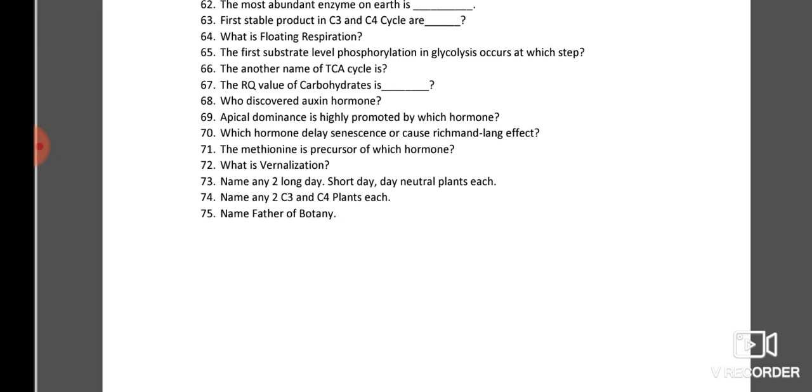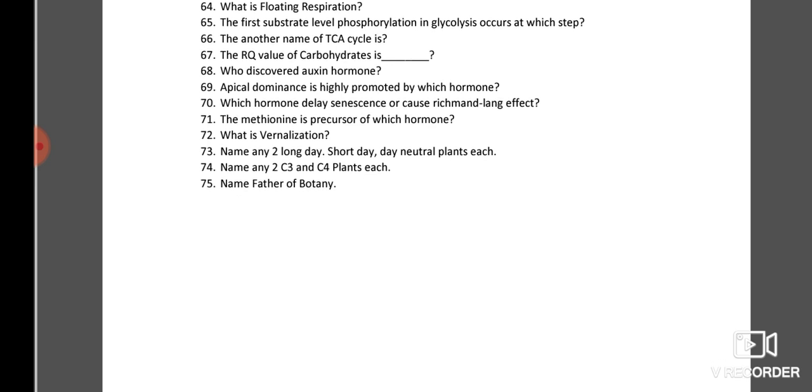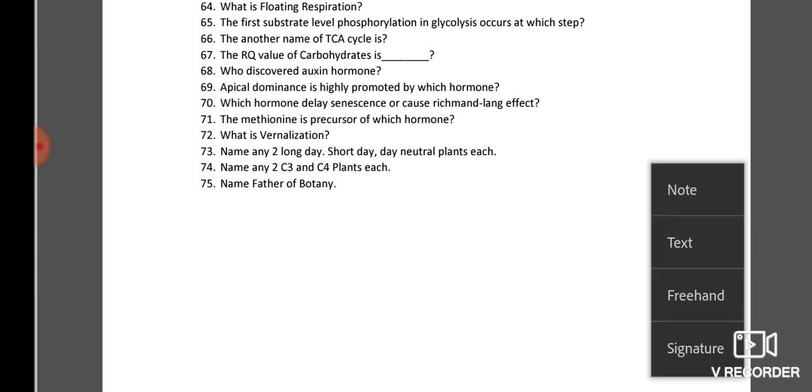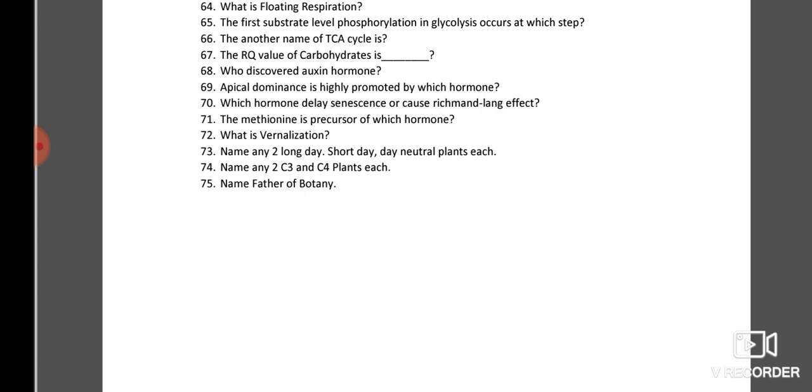Apical dominance is highly promoted by auxin itself, whereas lateral bud growth is promoted by cytokinin. The 17th question is also very important. Which hormone delays senescence? Cytokinin delays senescence. It's a very basic and important question that is asked many times in the exam. Along with the 71st question, it is asked every time. The 70th and 71st questions are both asked every time in the Indian Council of Agriculture Research Net exam. The Richmond-Lang effect is also the same thing, the delay of senescence, caused by cytokinin.